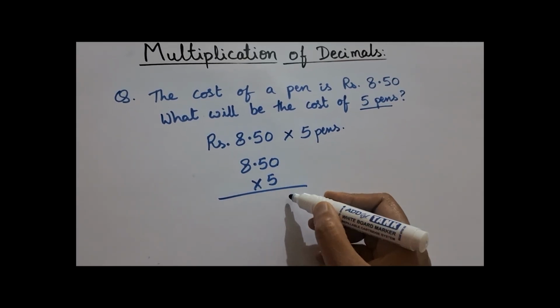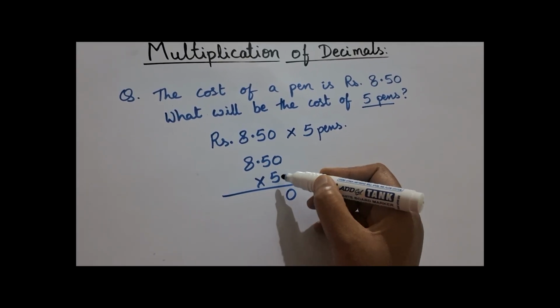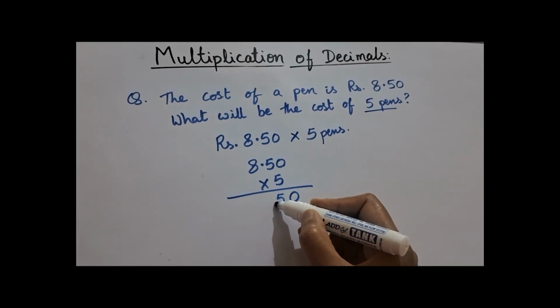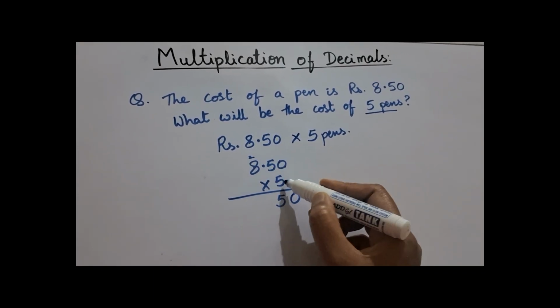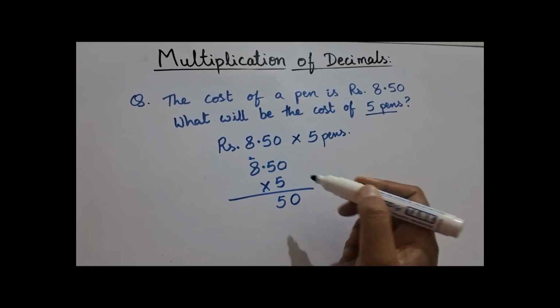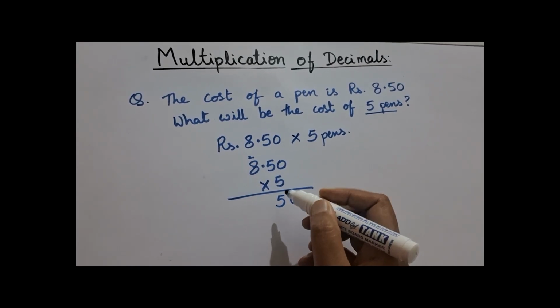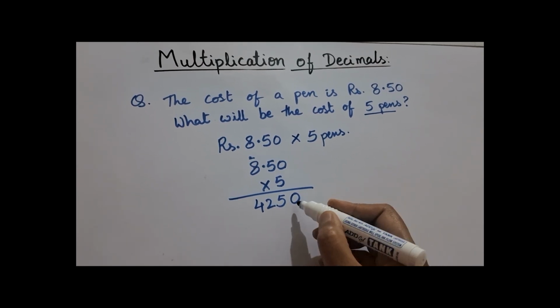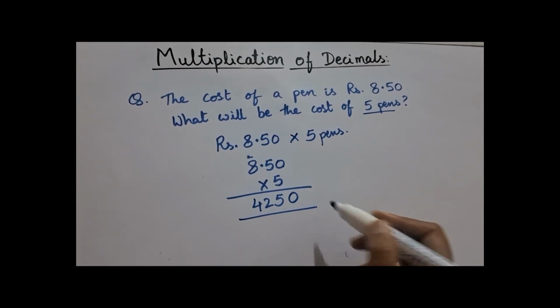5 into 0 is 0. So we write 0 here. 5 into 5, 25. So 5 I am writing here, 2 is carried. And 5 into 8 is 40. 40 plus carry 2, that is 42. So 42. Okay. Next. This is the answer we got, children.